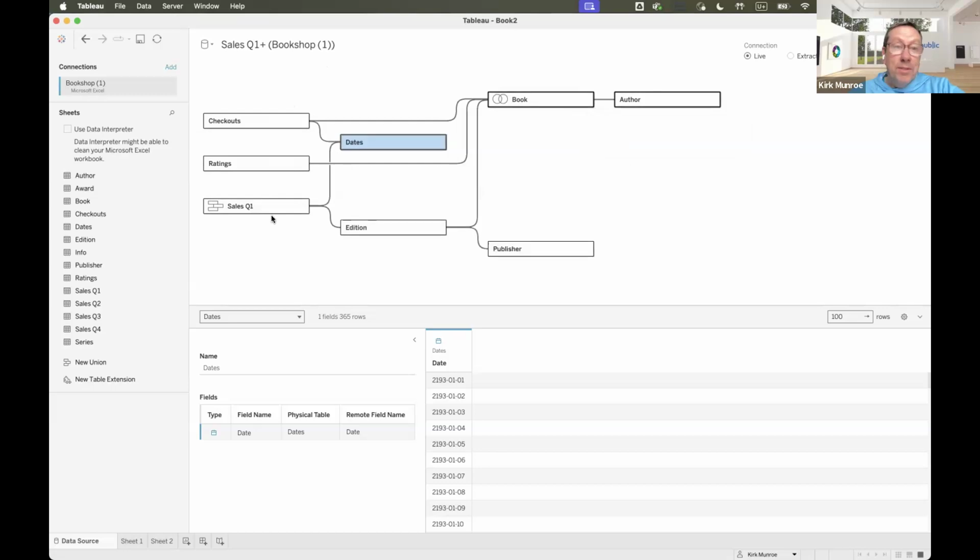And authors don't sell anything. We don't sell authors. They don't have ratings or checkouts. Books do, but books have authors, right? And editions have publishers because the same book can get published by multiple publishers. So I try to get them to think about it as a sentence, like what relates between these tables.